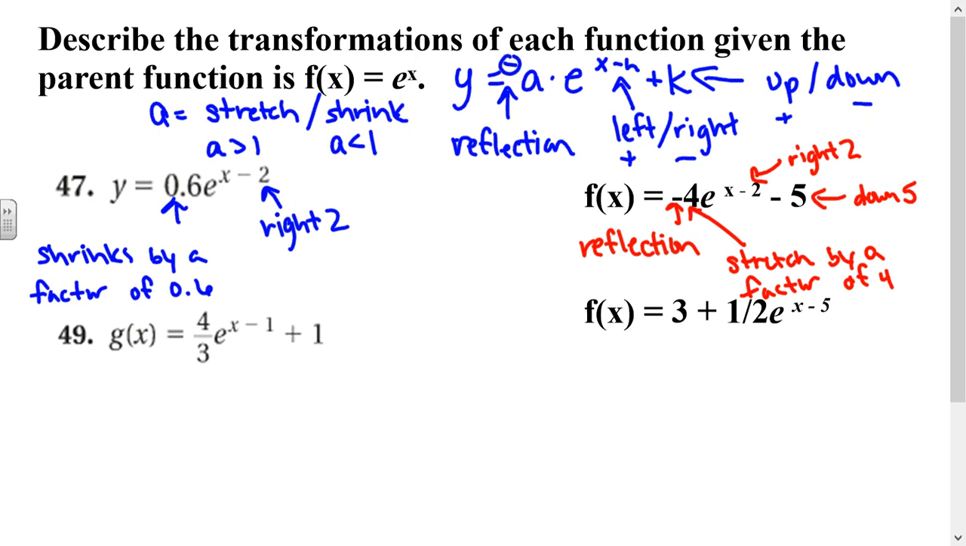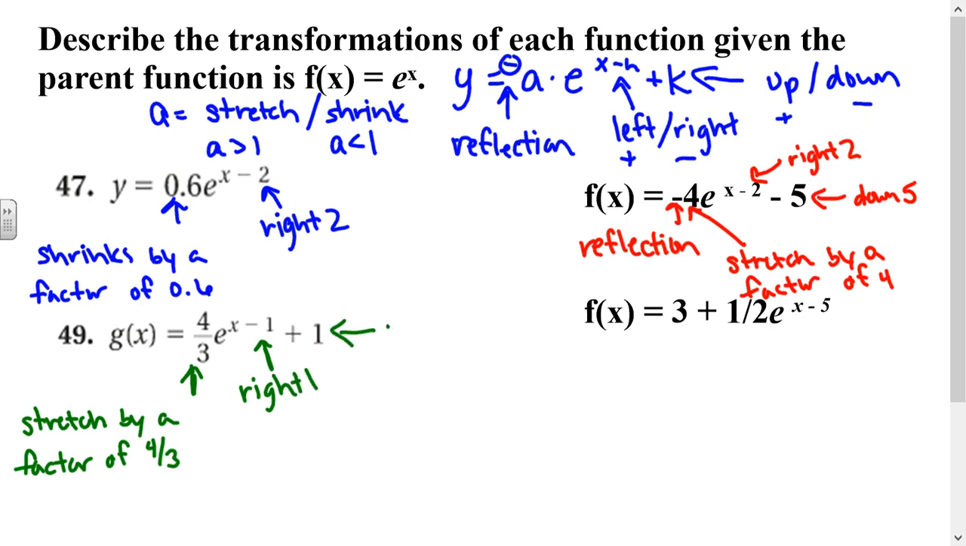Okay, I'm going to go ahead and move on. So this one, 4/3. Is 4/3 greater than 1 or less than 1? Well, it's an improper fraction, so it's greater than 1. So this one is going to stretch by a factor of 4/3. The -1 in the exponent means that it goes right 1. And the +1 means that it goes up 1 at the end.